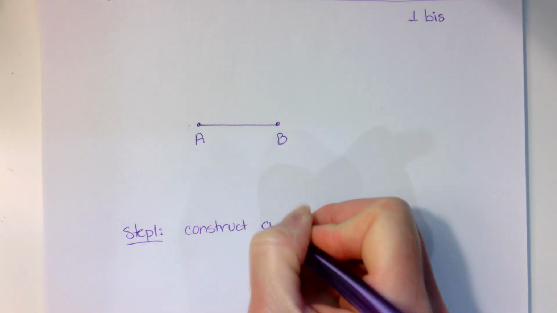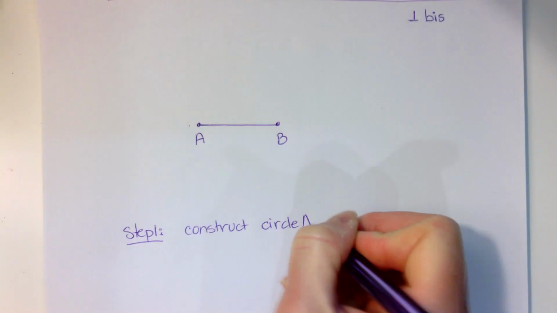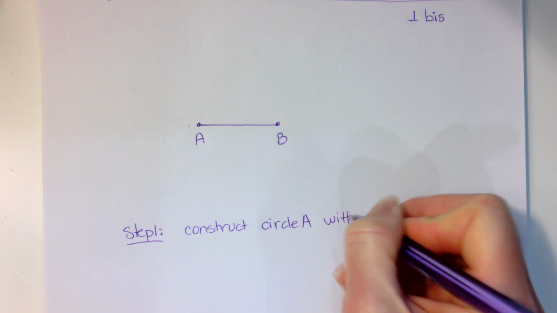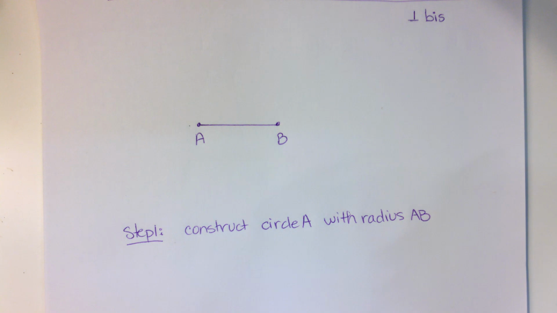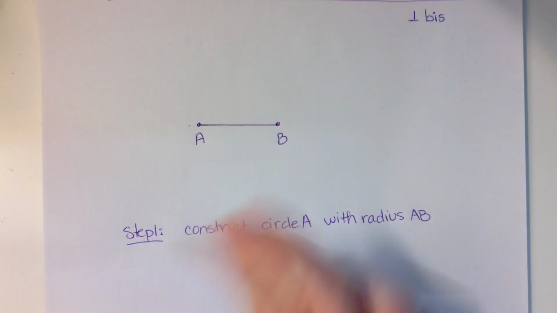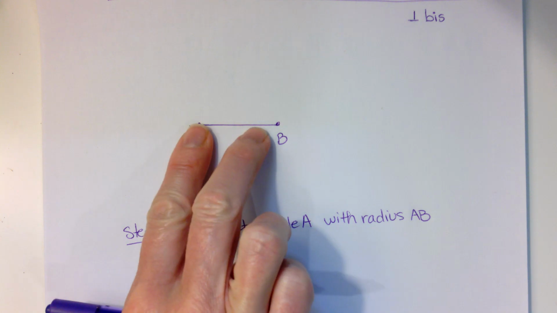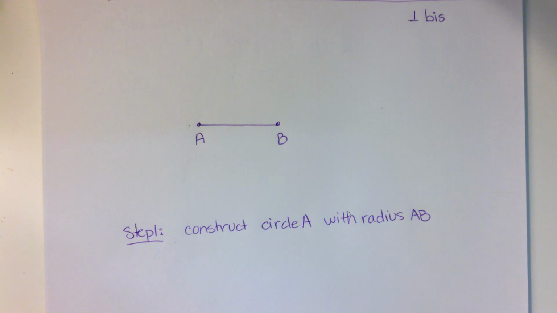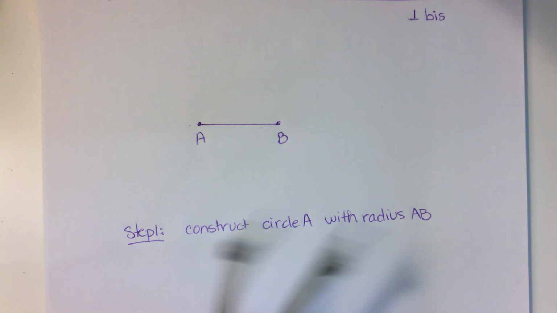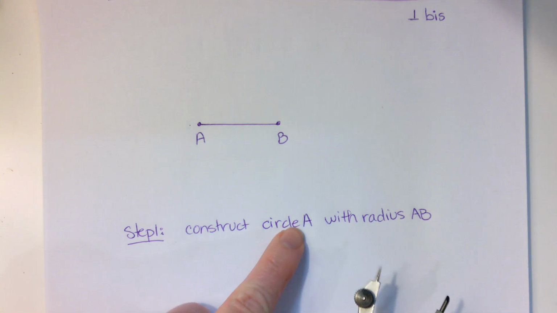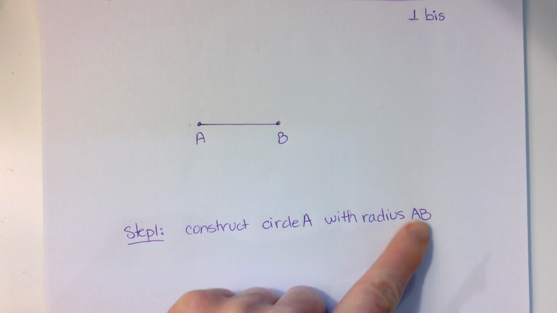So step 1, we are going to construct circle A with radius AB. I'm telling this to you how Illustrative Mathematics approaches it. Technically, your radius just has to be set to something more than halfway, and this construction works. So let's do what it says. My center is going to be A. This is circle A. My radius is going to be the length of A to B.